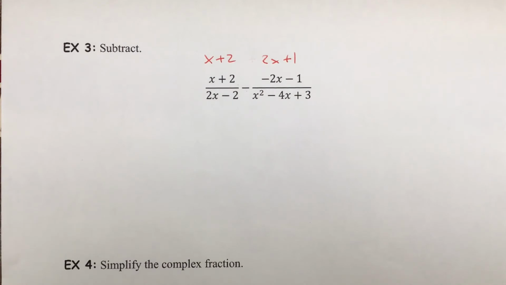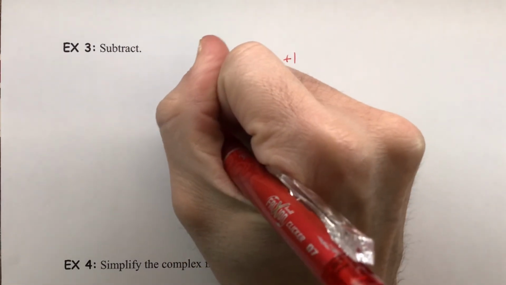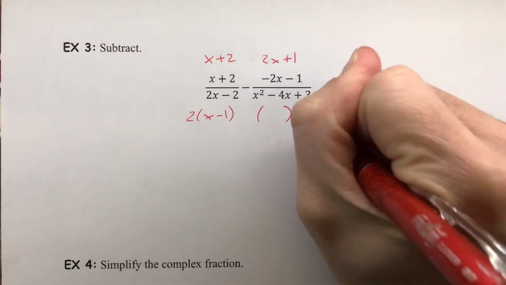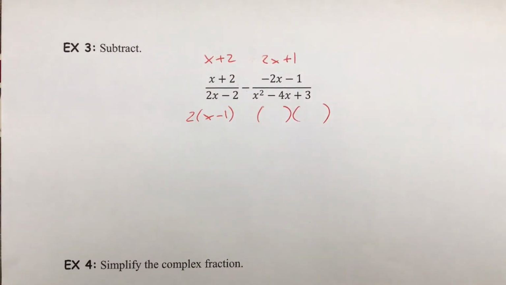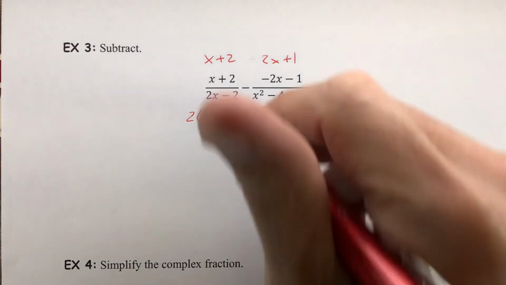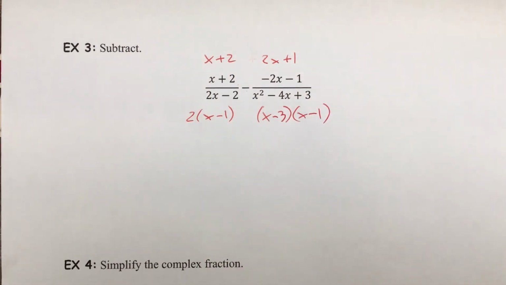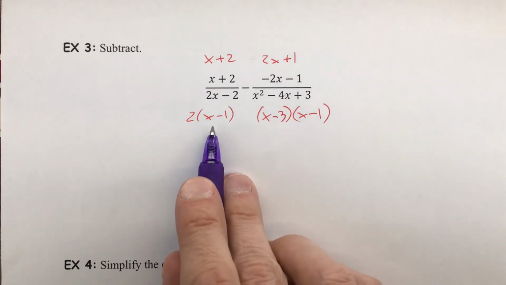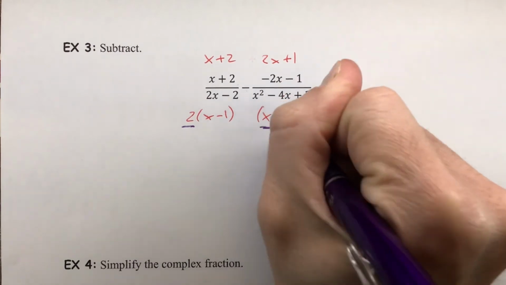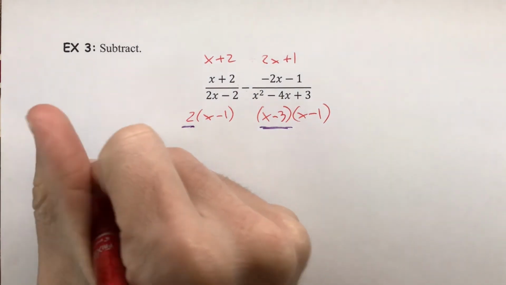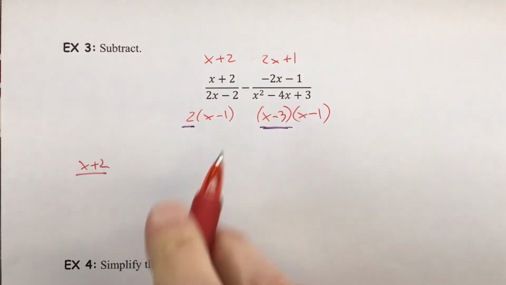Okay, now for the bottom, we're going to factor because obviously these are not common denominators. Here, we've got a GCF. We can take out a 2. Over here, what multiplies to give us 3, but adds to give us negative 4? Those will actually both be negative numbers, which will be x minus 3, x minus 1. Product is positive 3, but the sum of them is negative 4. Okay, so what is unique here? They both have an x minus 1, but this has a 2, and that has an x minus 3. Okay, so resetting the problem, we've got x plus 2, it's taken from here.